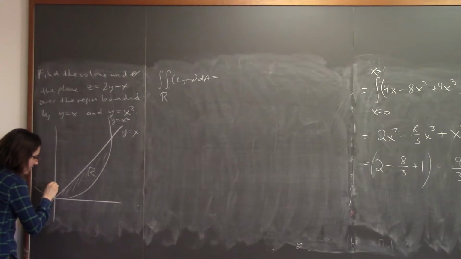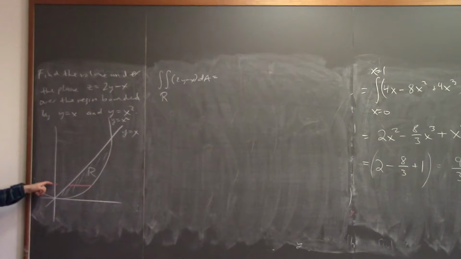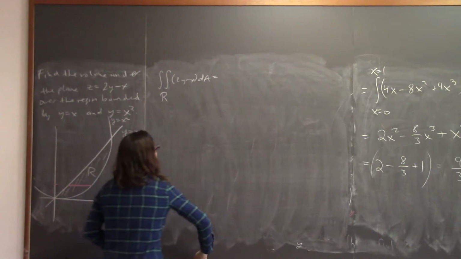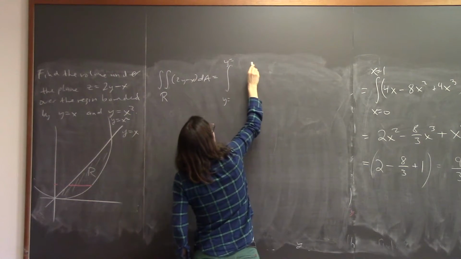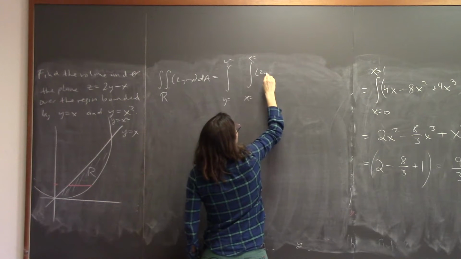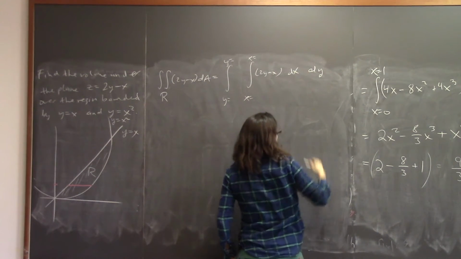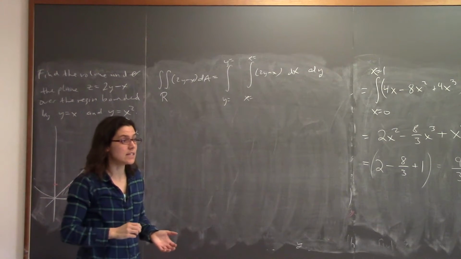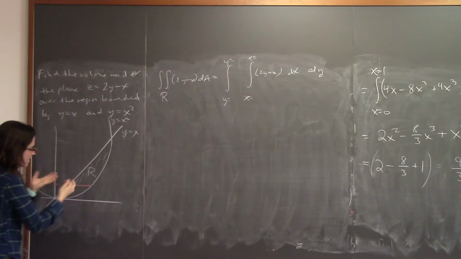So if you pick your favorite y and take slices like this. So if we're picking our favorite y, that means y is on the outside. So y is going to go from something to something. And then x is going to go from something to something of 2y minus x dx dy. Okay, but now our goal is to find these limits of integration for this region.